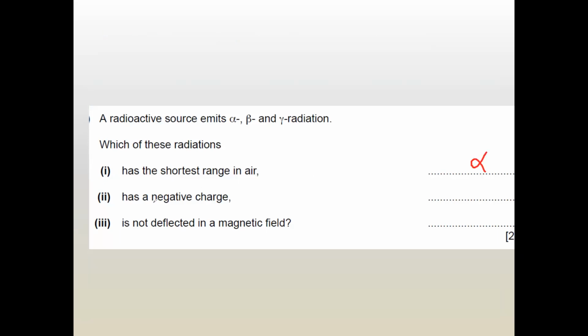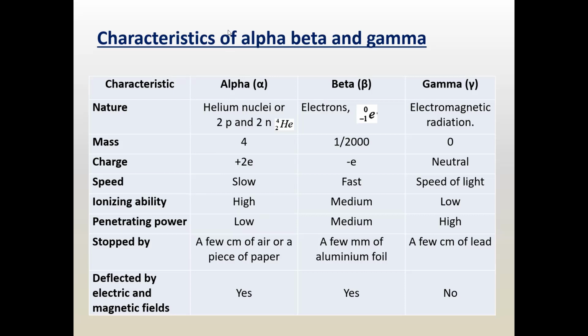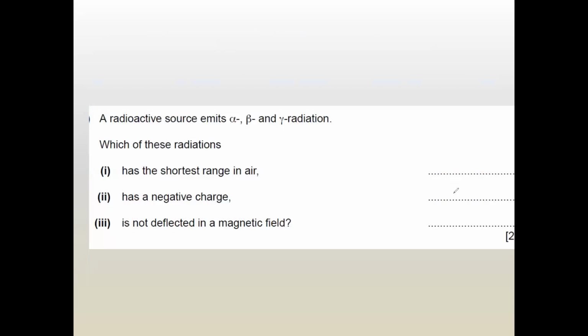Then which has a negative charge? Again, if you check the table, what is the charge of alpha? Alpha is positively charged. Beta is negatively charged and gamma is neutral. So the question is, which one has a negative charge? The answer is beta.